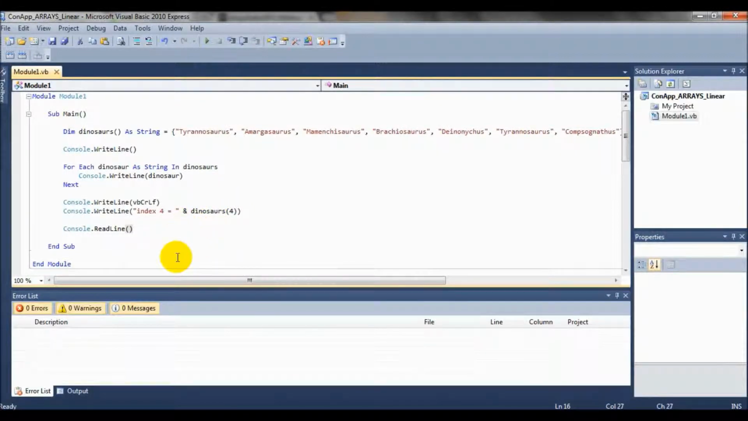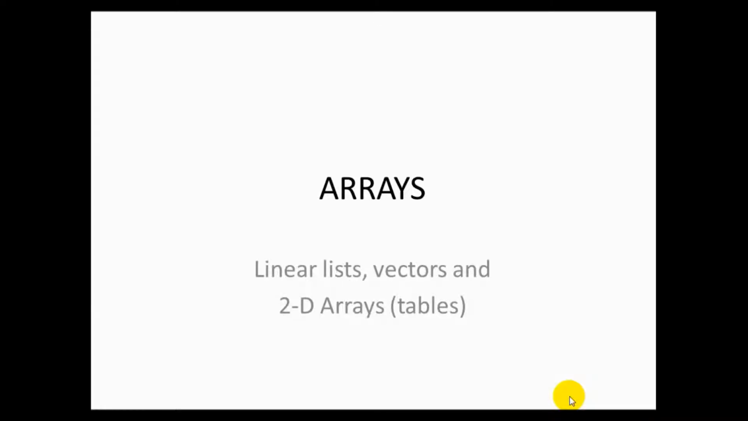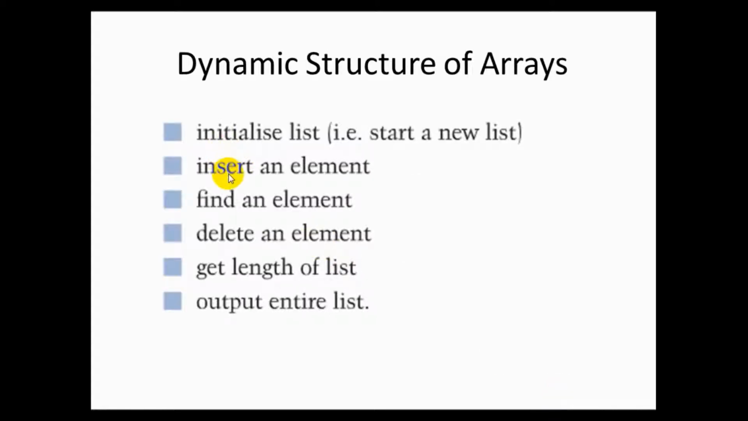So very simple program to show you what index number is which string item in our array. And this is linear or one-dimensional. We're going to look at examples of what we can do in an array. All arrays should be able to do the following: initialize, insert, find, delete or remove, and get the length of the elements in the list. And of course, output the entire list. And I'll show you 3 or 4 programs that can do this so that you can have a demonstration of what it means by dynamic structure.